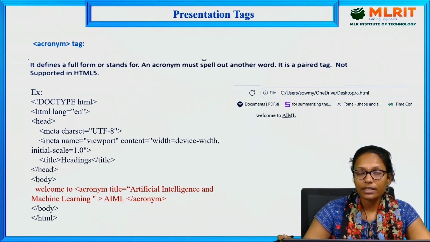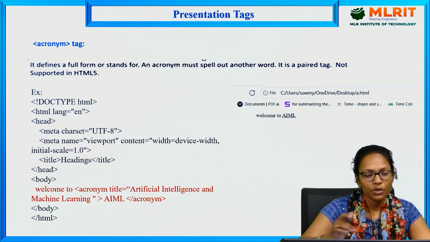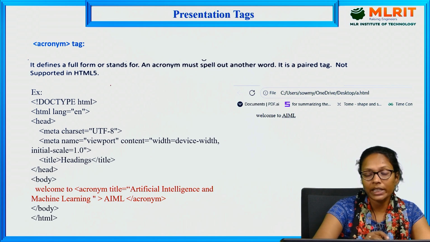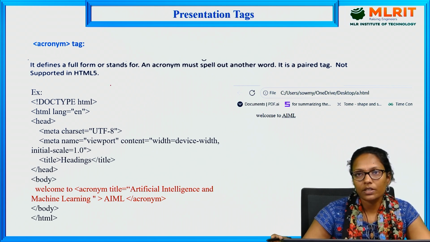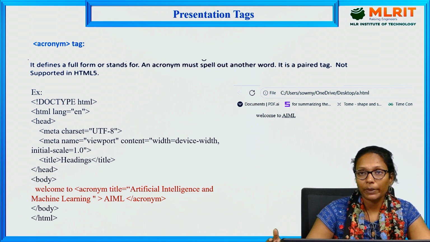So the first tag is the acronym tag. Generally we know acronym is nothing but a full form. So it defines the full form or stands for. An acronym must spell out another word. It is a paired tag not supported in HTML5. So in the latest version, that is HTML5, this is not supported. Here it is used to display the acronyms.